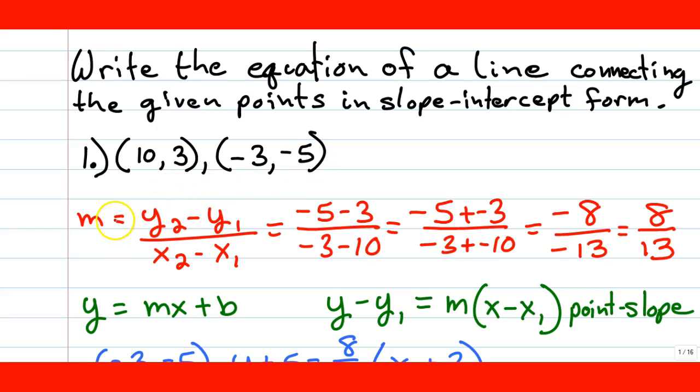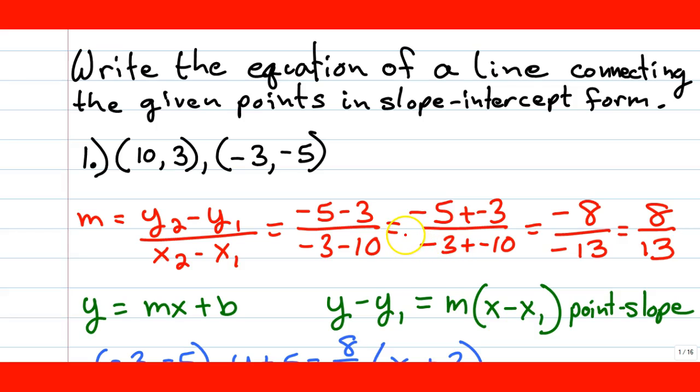With 2 points, we first can start by finding the slope of our line. Slope, or m, is calculated as y sub 2 minus y sub 1 over x sub 2 minus x sub 1. If we treat the (10, 3) as our first ordered pair and the (-3, -5) as our second ordered pair, we can plug in the values as follows. With -5 for our y sub 2 minus 3 for our y sub 1, over -3 for our x sub 2 minus 10 for our x sub 1.